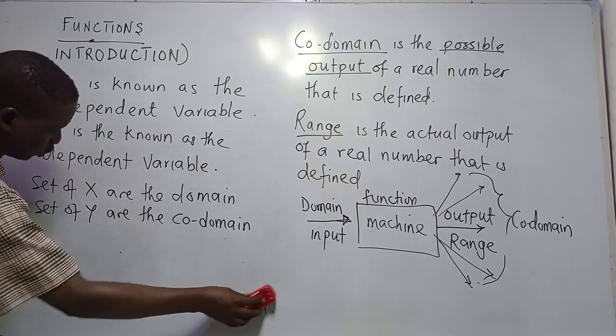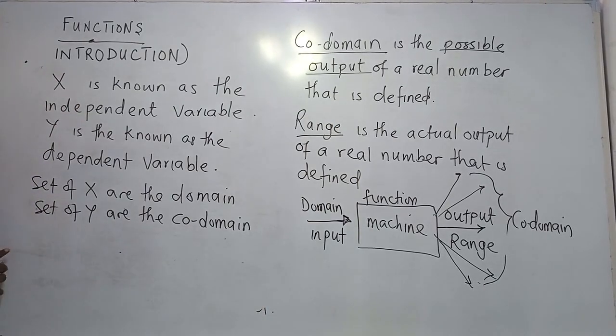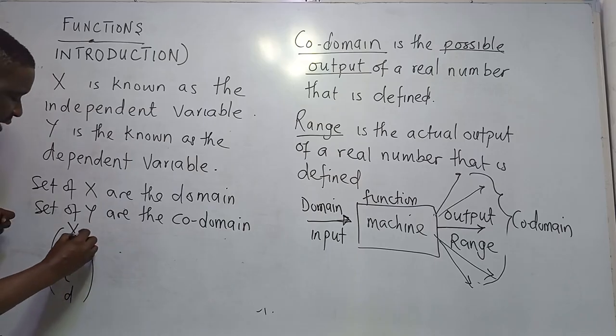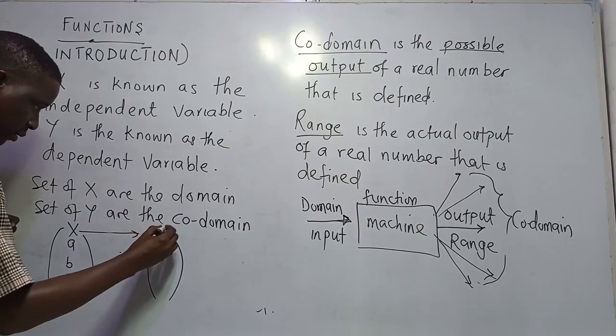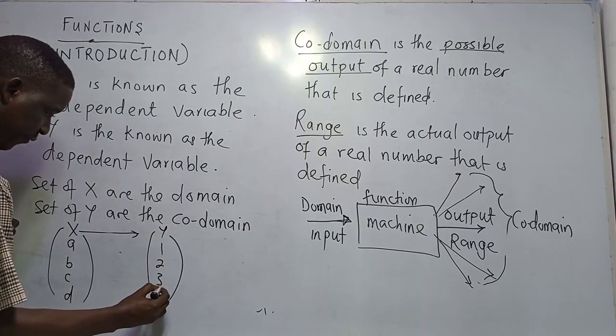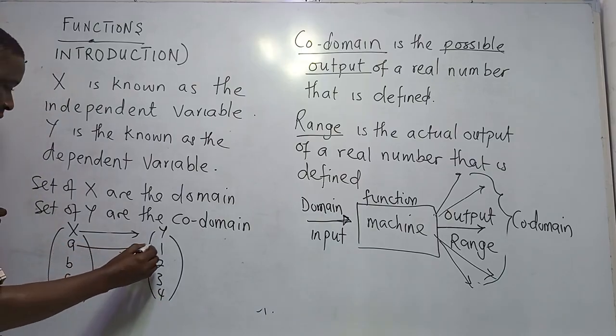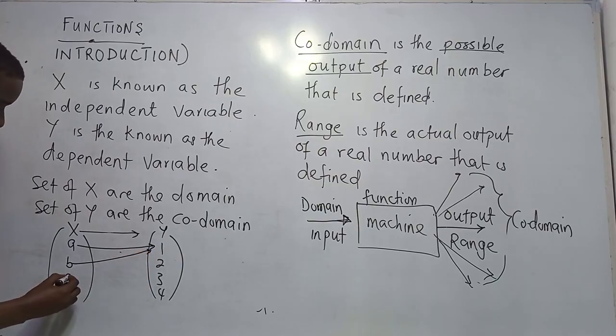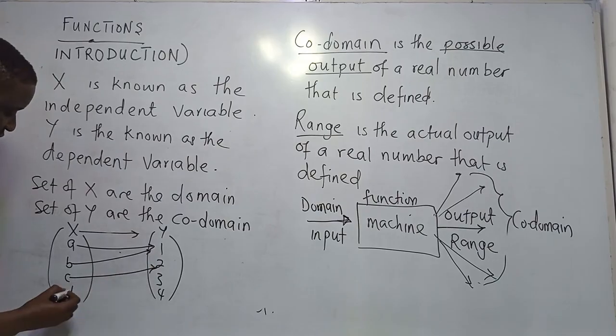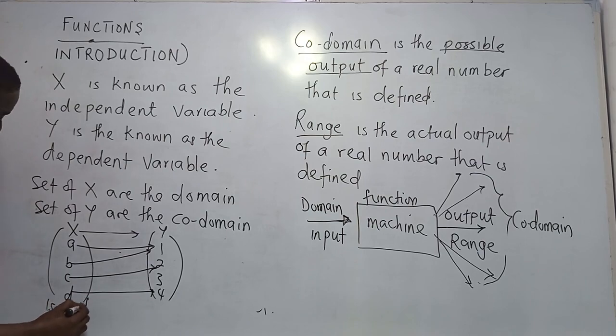Let me give an illustration of how a function should look. For example, let's take x: a, b, c, d. Now, let me map it, let me relate it with y. Let me call it 1, 2, 3, 4. Let this one go for this, this one go for this, and this one go for this. This is a function.